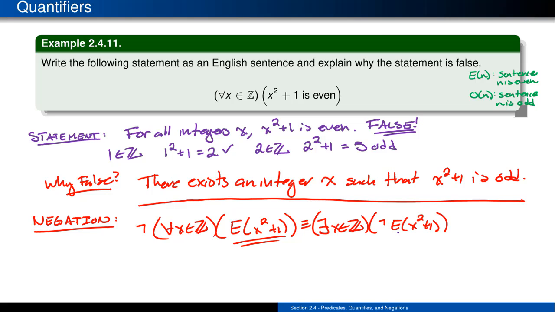And if I don't like saying not even, I can actually just represent that as odd. So there exists some integer such that that expression is odd. And a very nice result that comes into play in this world of quantifiers is that it's very, very easy to negate these things. This little equivalence that I just represented is actually something that occurs over and over and over again.